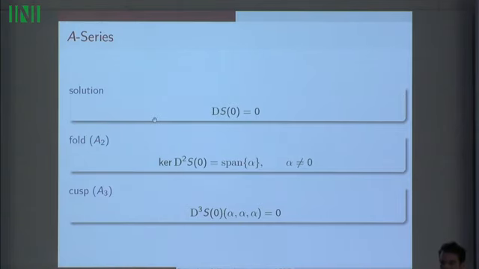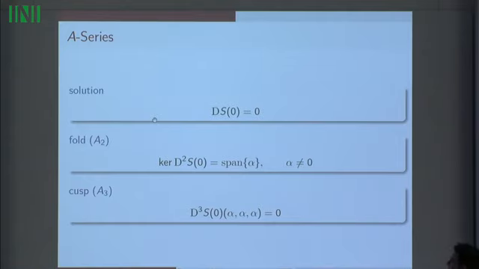Then there is something like the cusp condition. This is equivalent to three derivatives vanishing at this degenerate point, right? So the question is, when do I have A3? And for this, I need to calculate the third derivative of S in the direction of alpha.